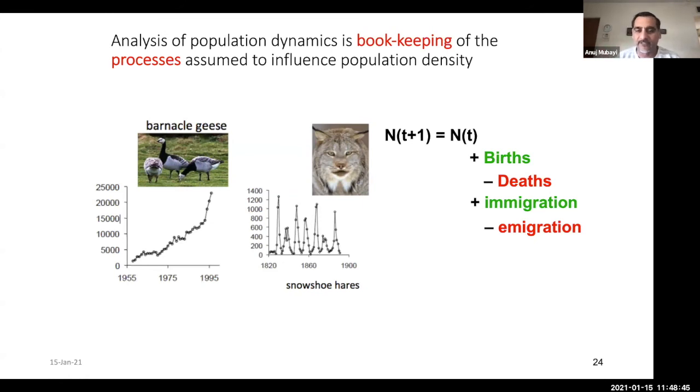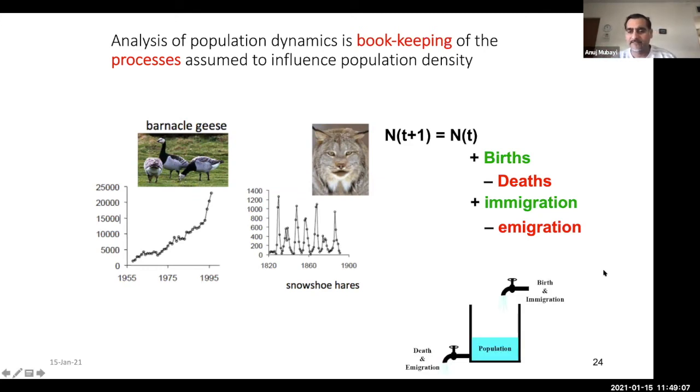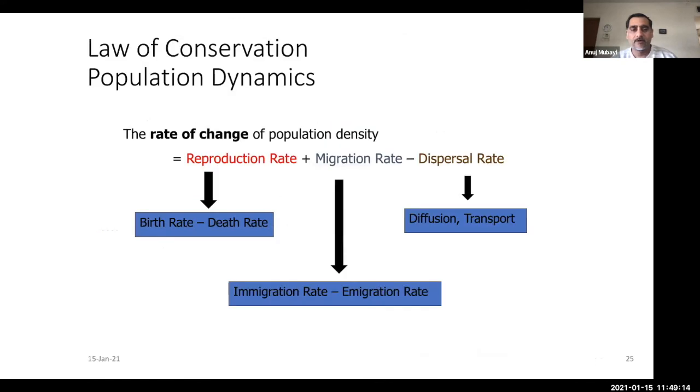The question is, how do you model birth? How do you model death? How do you model immigration? How do you model emigration? Is it a linear function, quadratic function, logistic function, many different types of functions that you can use for birth, death, immigration, emigration. Okay. It's just like filling up the tap and leaking out of the tap from the bucket, and you are tracking the population. Okay, so this is what it is.